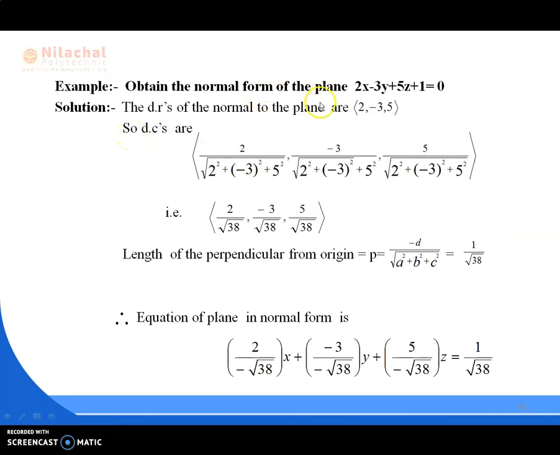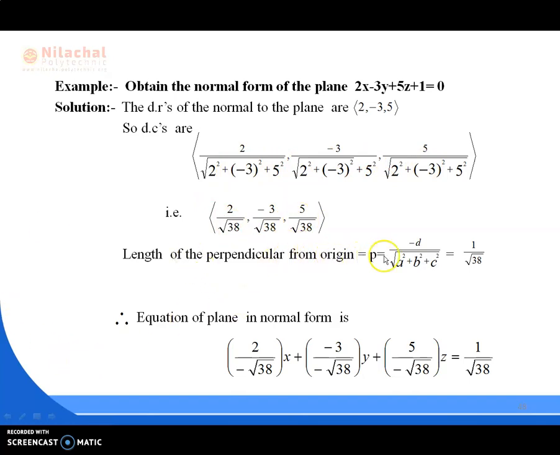Let's see an example. Obtain the normal form of the given plane. So how do we find the normal form? The DRs of the normal to the plane are 2, -3, 5. We know that DRs are the coefficients of the plane variables: x coefficient 2, y coefficient -3, z coefficient 5. Then we can find the DCs using the formula. If a, b, c are given, then we can find l, m, n. In this way, you find the direction cosines.